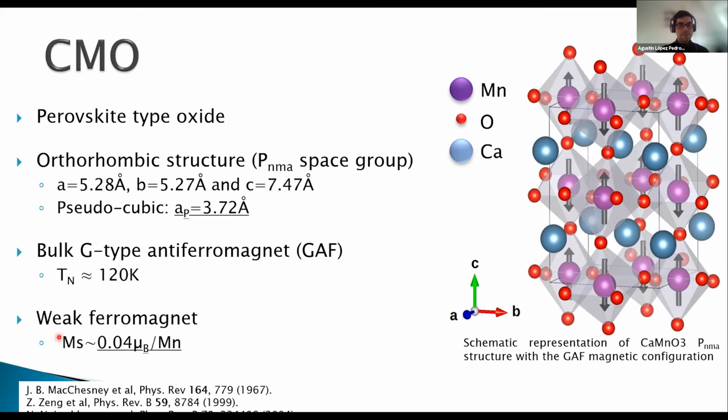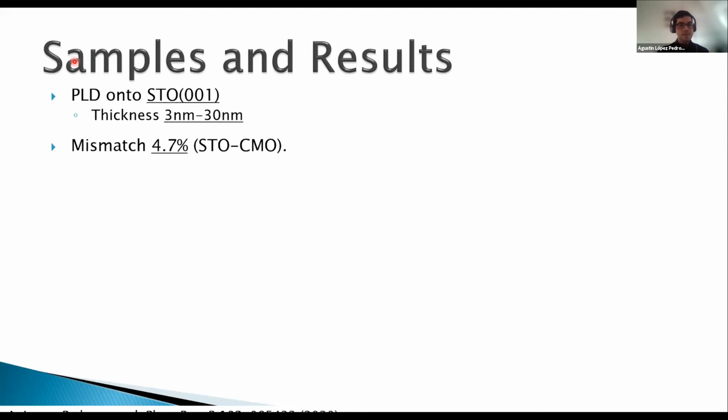So starting with our samples and our results, all the samples I will show you in this work were grown by PLD onto STO 001 substrates. And we changed the thickness of the different samples between 3 and 30 nanometers. It's important to mention that the mismatch between the STO and the CMO, if we take into consideration the pseudocubic lattice parameter of the CMO, is around 4.7%.